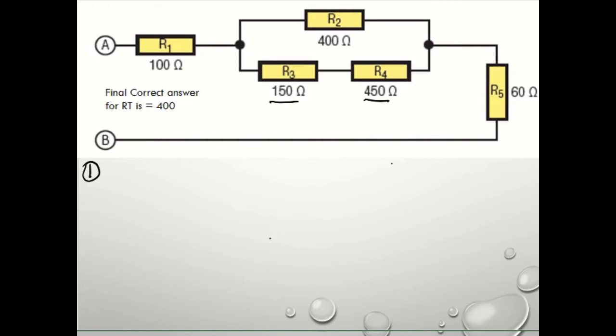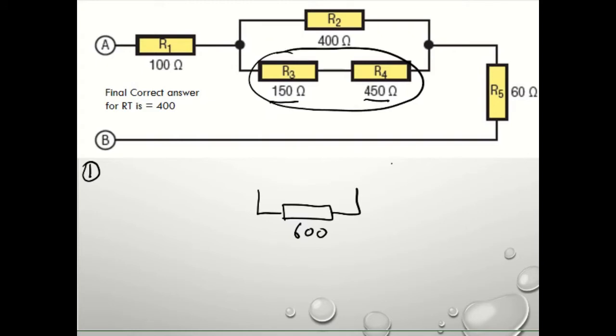So how do we do this? What's the best way of doing this? Let's draw it down here. There is a 600 ohm resistor. Okay, cool, that's those two there. And we know that this one here is R2, that's 400 ohms.